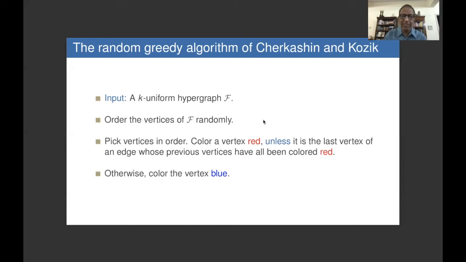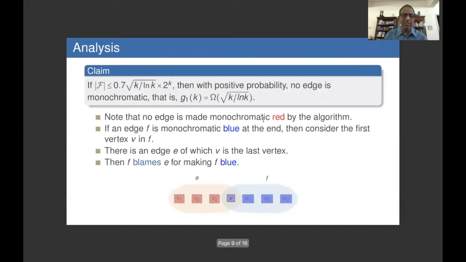So this is the algorithm. The only randomness is in this step: you choose the ordering at random. After that, it's a deterministic algorithm. So how was this result analyzed? What Cherkashin and Kozik showed is that if your hypergraph, now a K-uniform hypergraph, has fewer than these many edges, then this algorithm will produce a two-coloring with positive probability. Which says that for uniform hypergraphs, the G of K is at least square root K over log K.